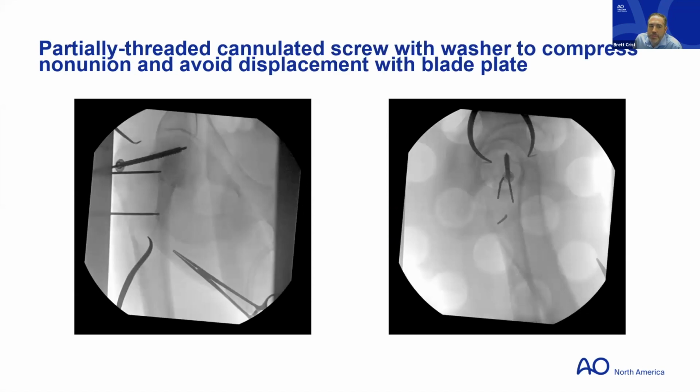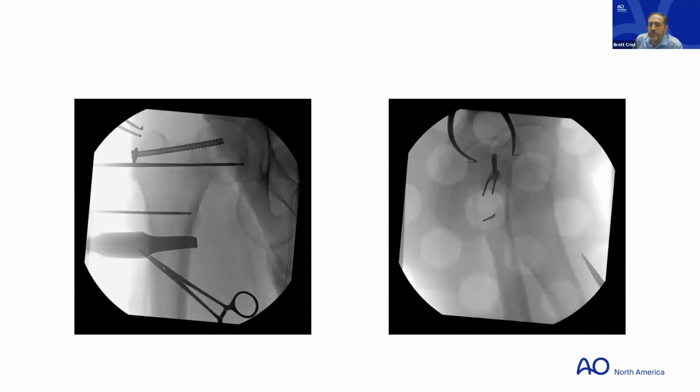I thought there was room. So there's the cannulated screw with the washer to compress and avoid displacement with a blade plate. And Roger's right, screws aren't as big of a deal as with a sliding hip screw or previous nail pathway, but it's freaked me out enough that I pretty much do it consistently.